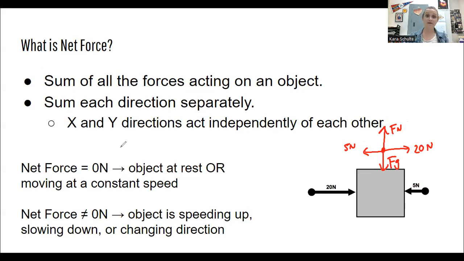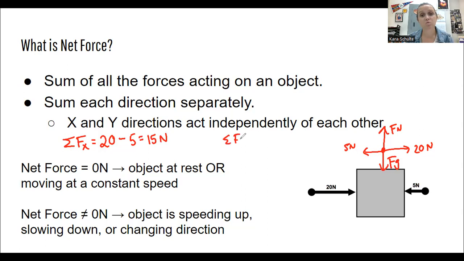Now, if I were to sum my forces, just like in math class, we use the same summation, the sigma. In the X direction, it's going to be equal to 20 because it's going to the right, and then minus 5 because it's going the opposite direction. Just like in vector notation from last unit, when they're going the opposite direction, we subtract them. So this would have a net force of 15 newtons.